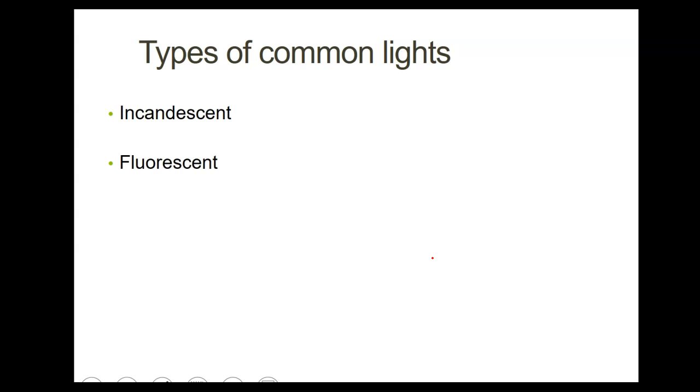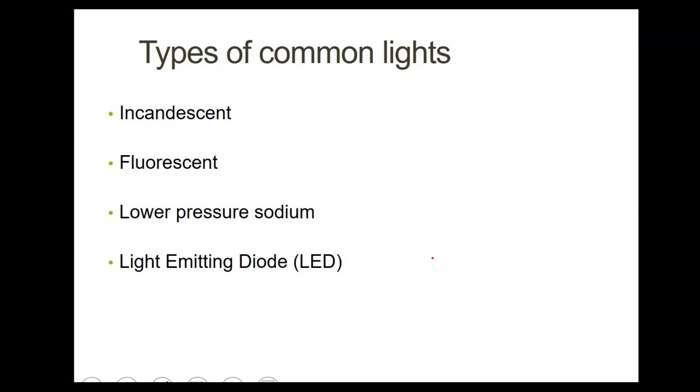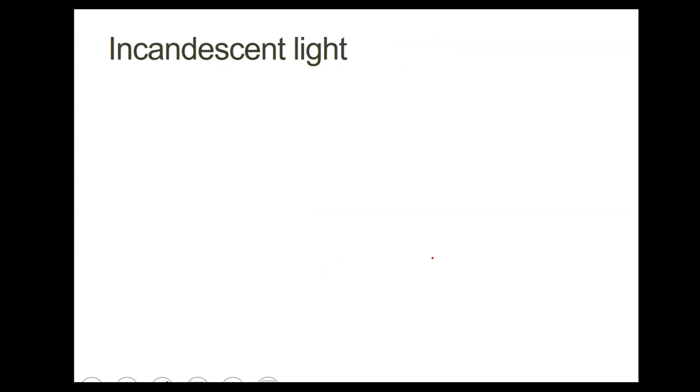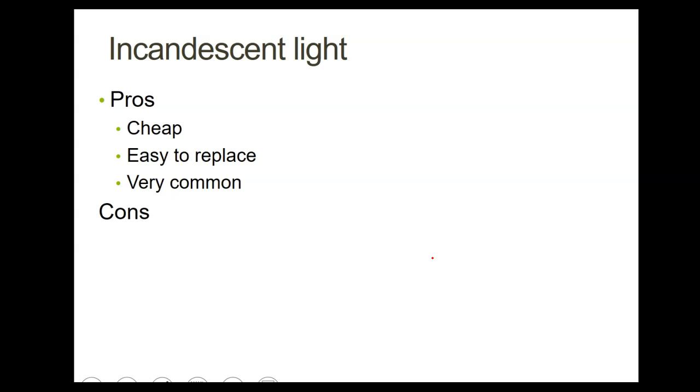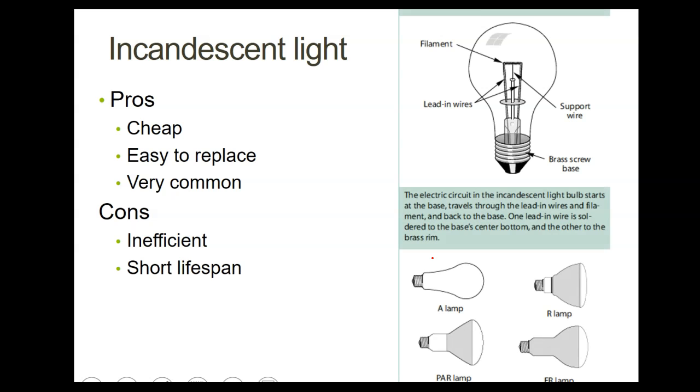Types of common lights: incandescent, fluorescent, low pressure sodium, high pressure sodium, and light emitting diode, which is LEDs, and it's the most common right now. Incandescent lights are cheap, easy to replace, very common. The cons are they're inefficient, meaning they make a lot of heat, which is not what we want, and they have a short lifespan compared to CFL and LED. You can get the bulb for like 50 cents, but there's a lot of subsidy for LEDs now. You can get LEDs for almost the same price.